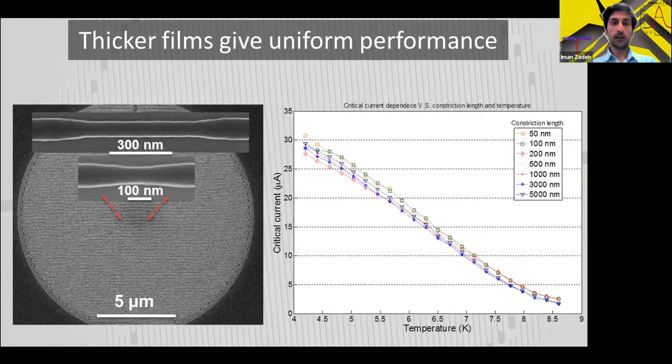And another thing which was important and studied in this paper was the use of thicker films. So usually for a lot of material platforms, most groups prefer to use relatively thinner films. This is 3 to 5 nanometer usually. But in this work, we use films of 8 to 12 nanometer thick.